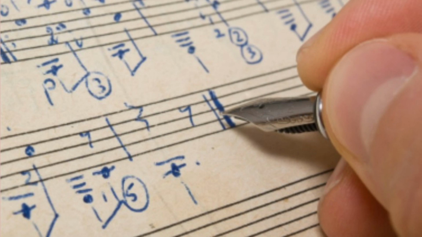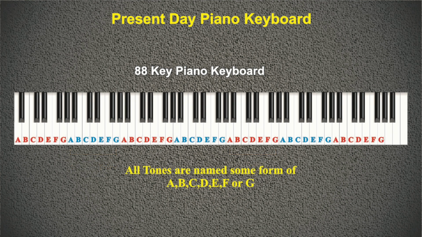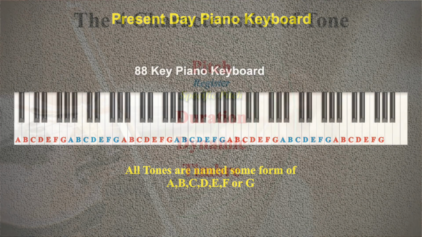In our last lesson, we talked about pitch being one of the four characteristics of tone. And we learned that pitch register is a relative measure of the highness or lowness of pitch. We also learned that every tone was named for some form of the letters A, B, C, D, E, F, or G. In this lesson, we will talk about pitch in terms of its specific identity.